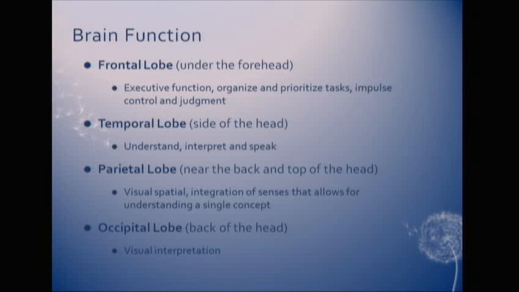Okay, the frontal lobe, which is right in here, that's where your executive functioning is. That's what allows you to organize. That's what allows for impulse control, prioritizing your tasks, your judgment, knowing when to do what and what's appropriate or not appropriate, your social skills, how to act in a certain way, all those kinds of things. Those all take place in your frontal lobe.